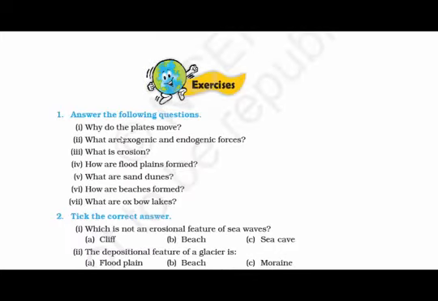Now let's answer a few questions and see where we stand. First question, why do the plates move? The plates move due to the rotation of the molten magma inside the core. This pushes the pressure outside, and due to this pressure the plates move. Second question, what are exogenic and endogenic forces? So exogenic means outside, endogenic means inside. So exogenic forces that act outside are river flow, wind flow, glacier flow, etc. And endogenic forces are earthquake, volcano, landslide.